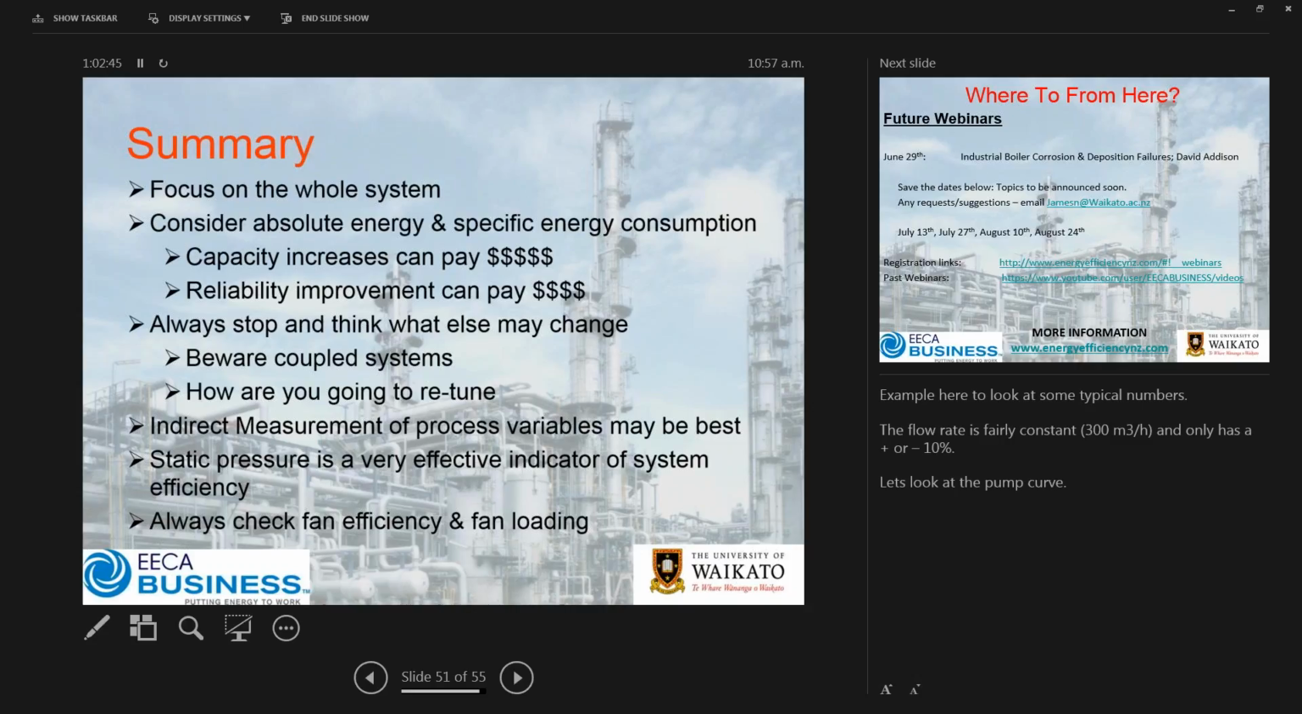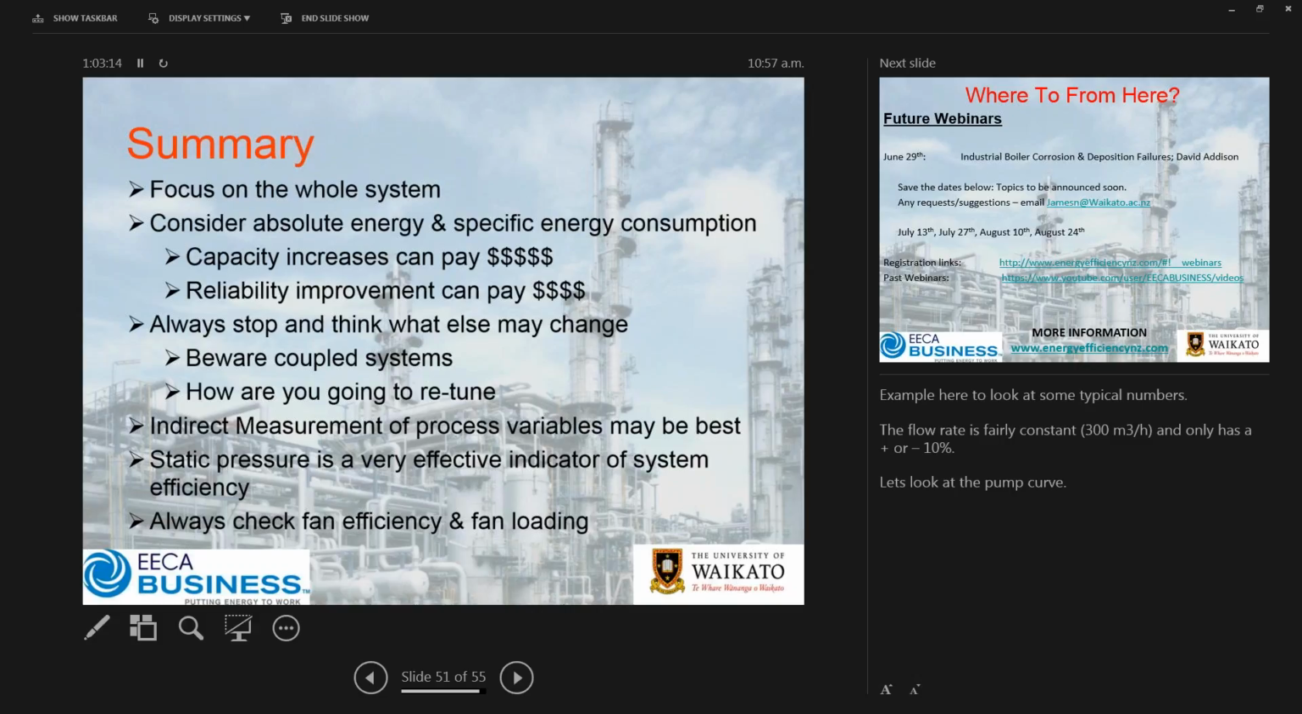upgrade to your system. This is where we mentioned today, understanding the other stakeholders across your company, your organization. How can they benefit? What are their needs? And what are their risks, and how can what you're proposing also help address those needs and lower their risks? So always stop and think what else may change. So be very careful with coupled systems. You may need to allow to retune them.